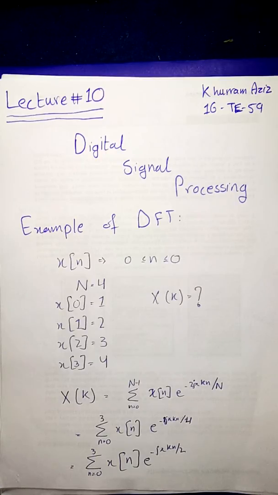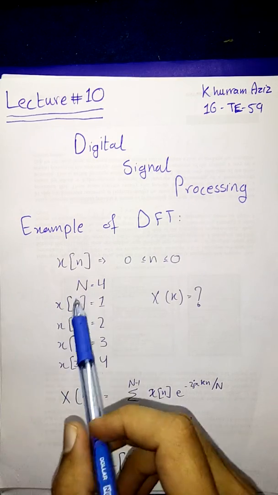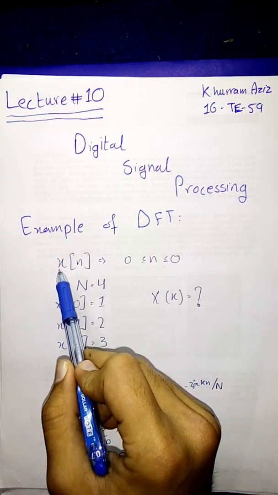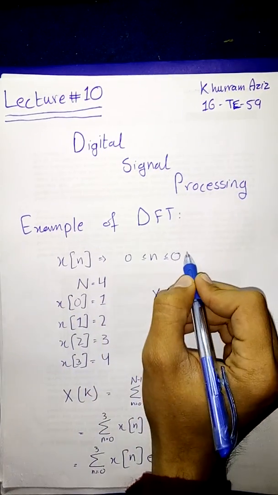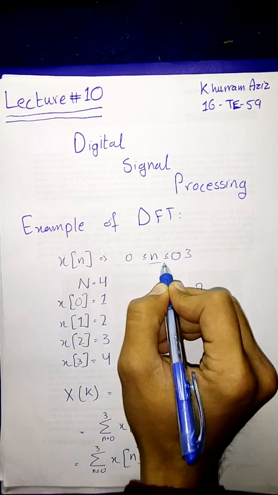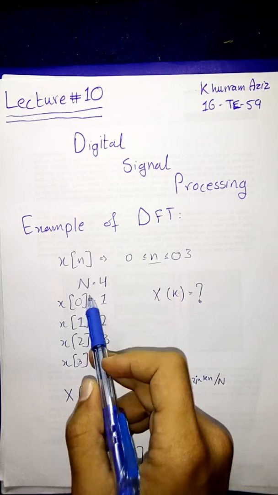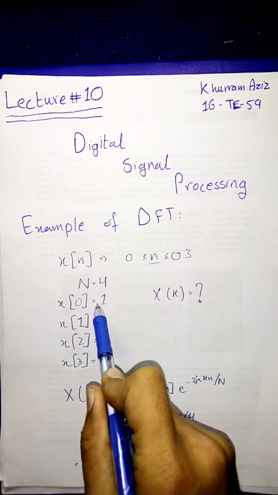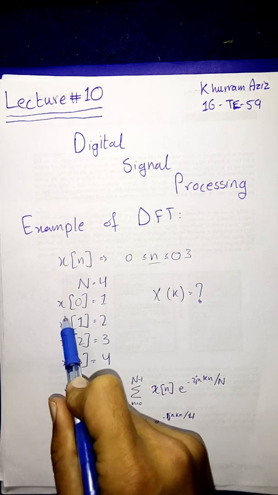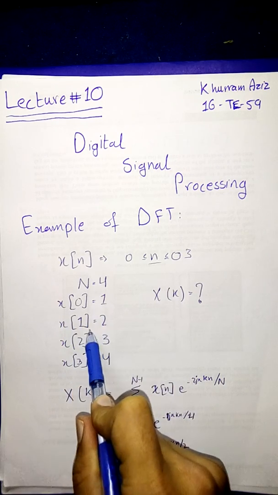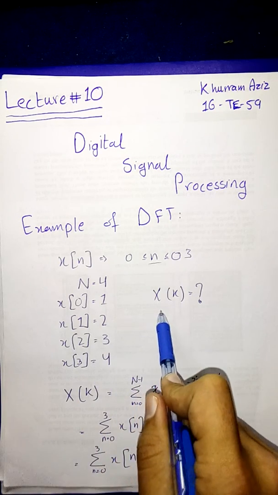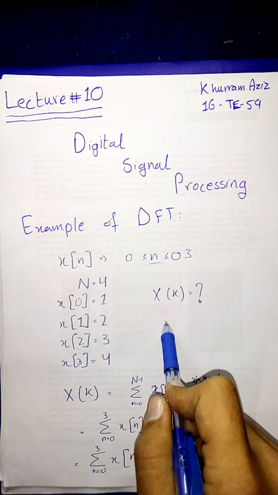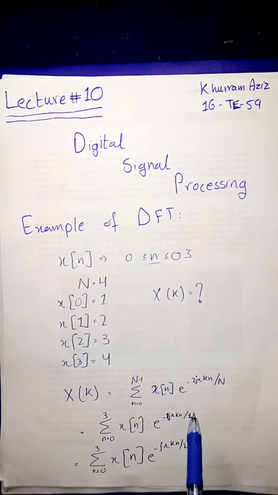Today we're going to be discussing an example of the discrete time Fourier transform. If we take an example where x of n is from 0 to 3, the number of samples is 0 to 3, capital N is equal to 4, and these are the amplitudes: for 0 we have 1, for 1 we have 2, for 2 we have 3, and for 3 we have 4. If we want to obtain its discrete time Fourier transform, there is a formula for that.